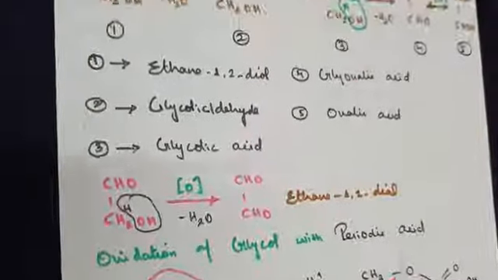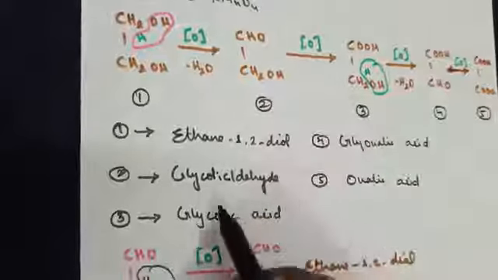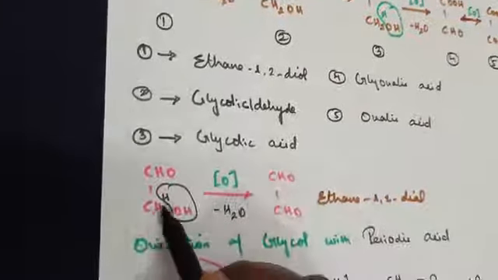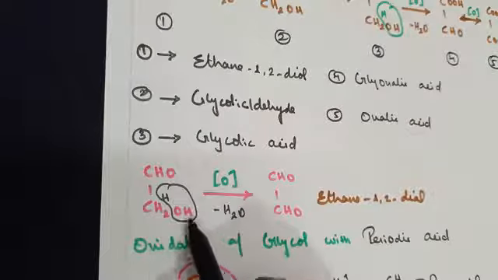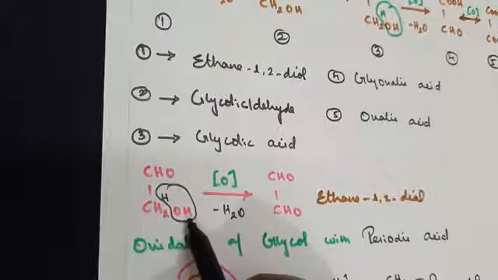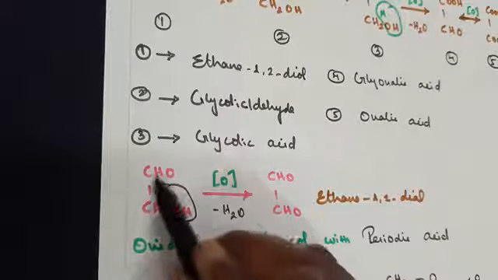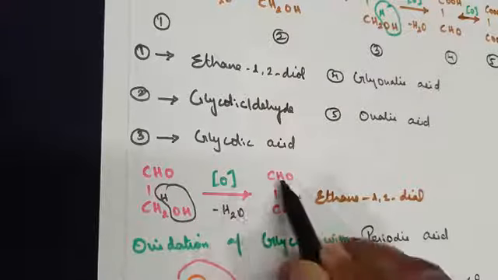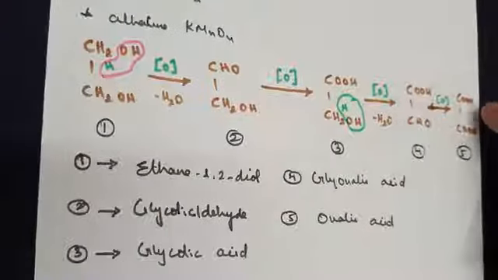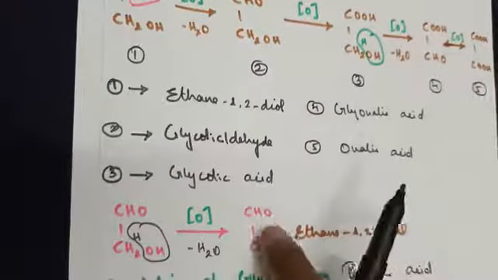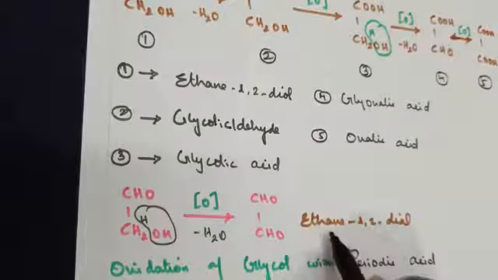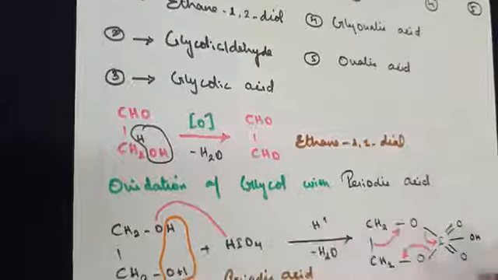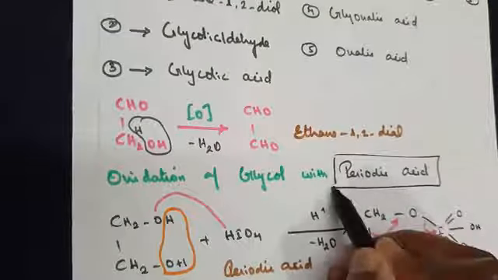And one more method here. The CHO, that's the second one, glycolic aldehyde, when we treat with an oxidation, what happens? Hydrogen can be lost from here. Hydrogen will combine with the OH and go out as a water molecule. So we are left with CHO. One hydrogen is here, oxygen is coming in. So instead of 2 molecules of acid, you can get 2 molecules of aldehyde. So oxidation of glycol with periodic acid, a very important reaction.